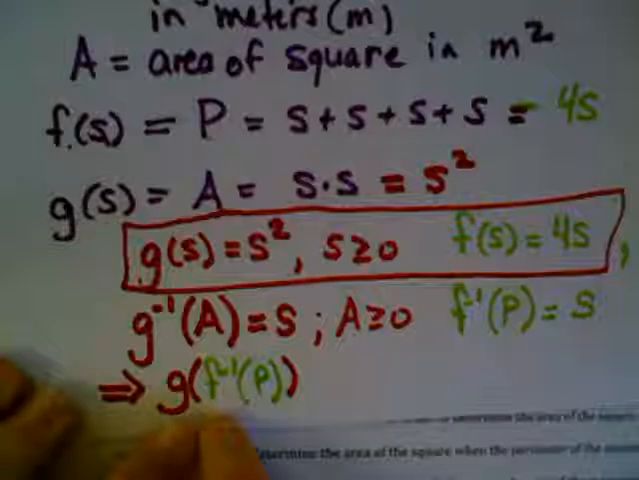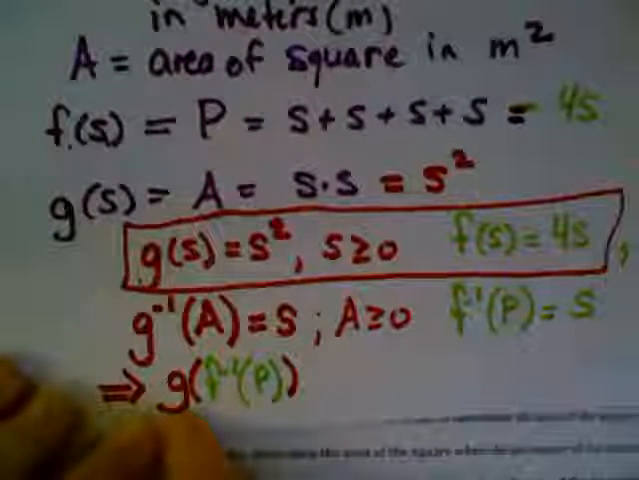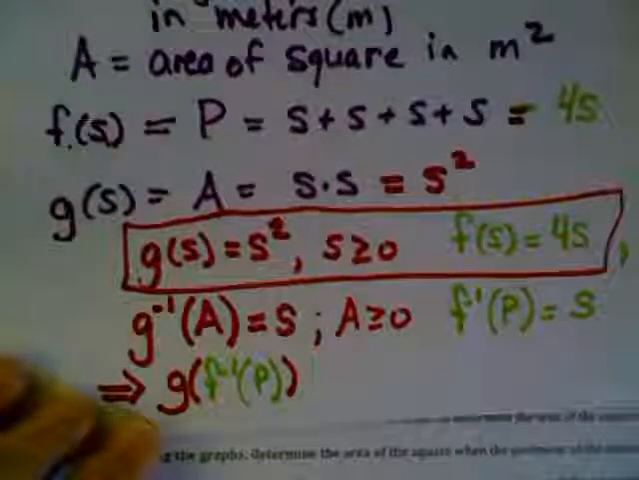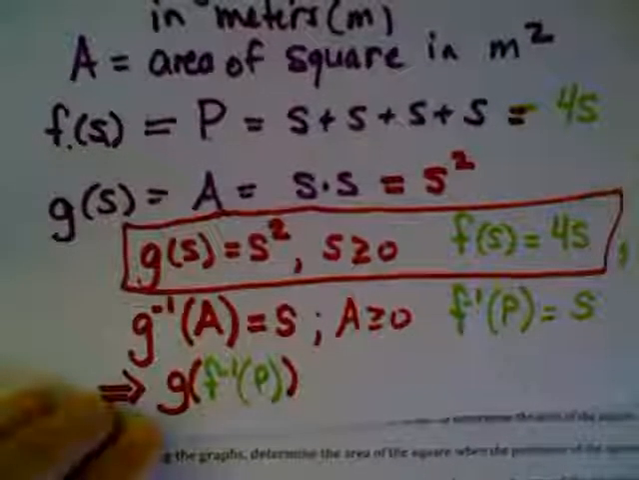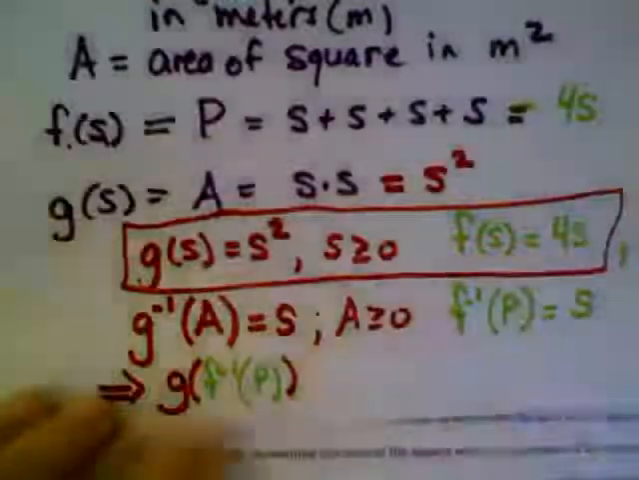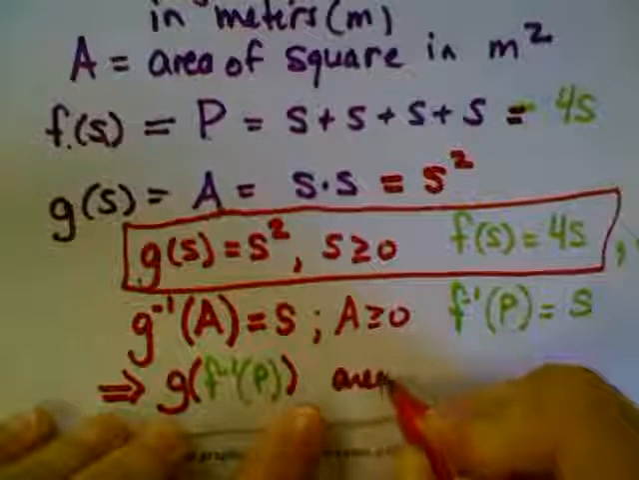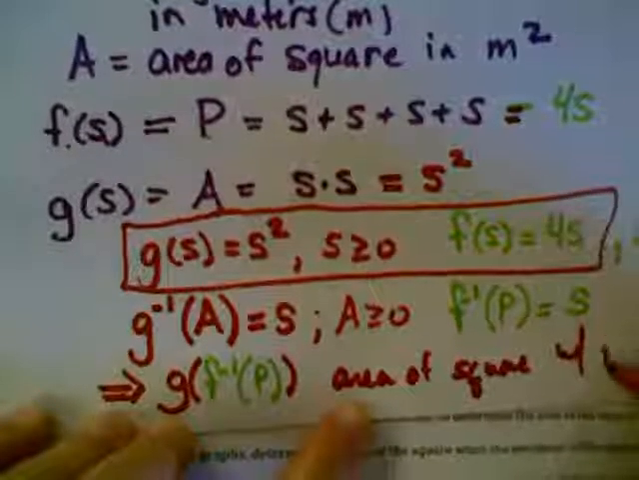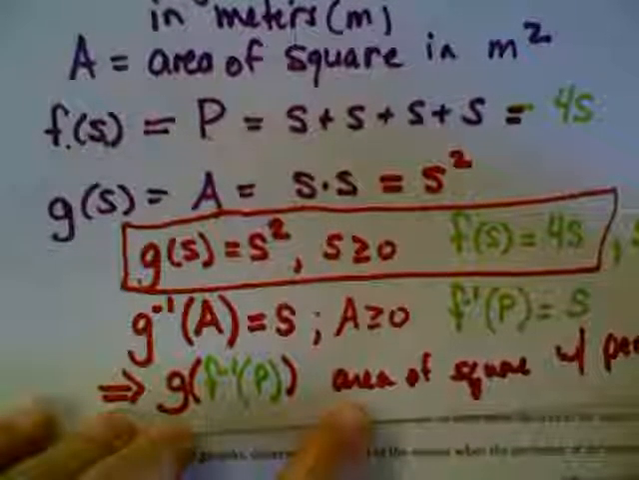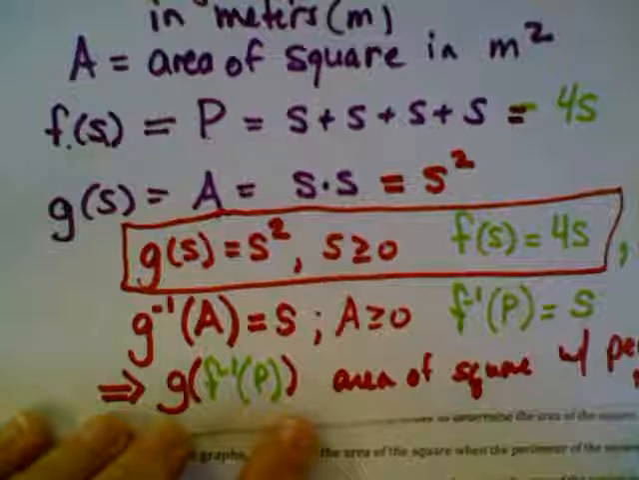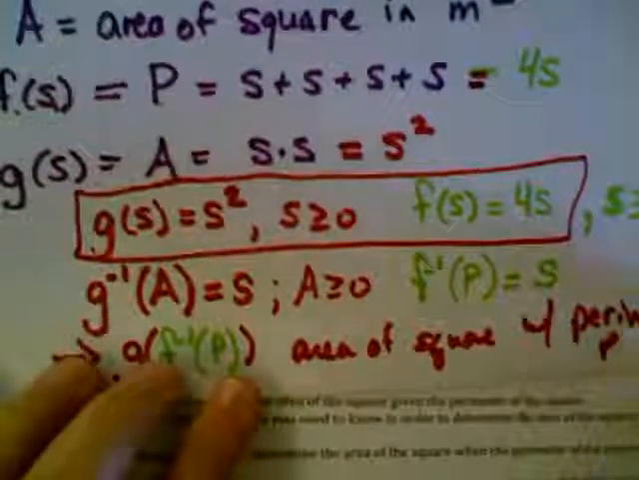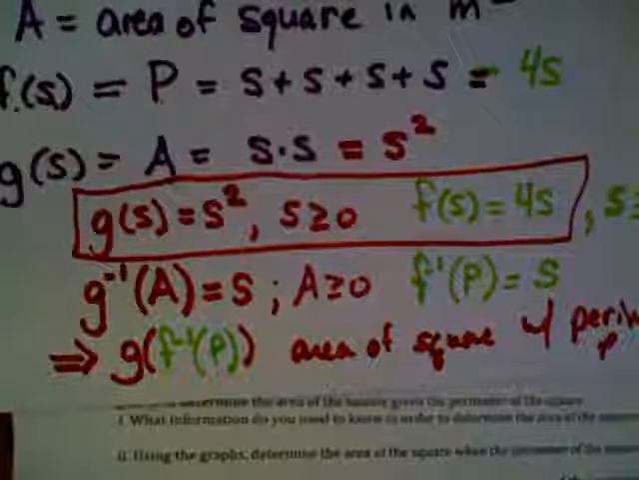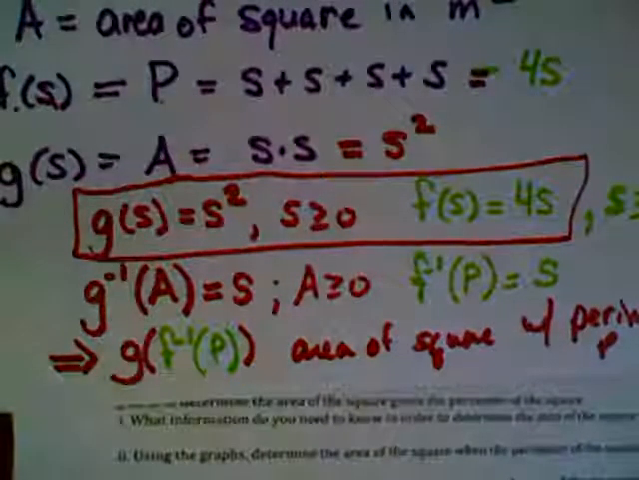So if our first video where you were working with me had been a composition of g and f inverse of p, the result would be the area of a square with perimeter p. Pardon the awful writing there. And let's see if I can go on just a little bit more with that idea.